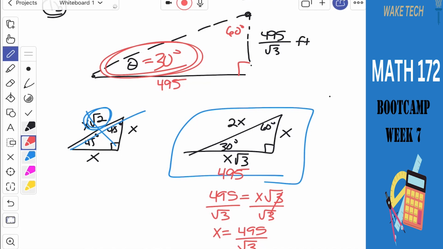This is kind of like the tree question from test 1, where you're planting a tree and you have a stake in the ground, something like that. I forget all of it now, but that was an application question using the 30, 60, 90 triangle, which is what this one is too. Just different numbers in a different context, but the same idea.